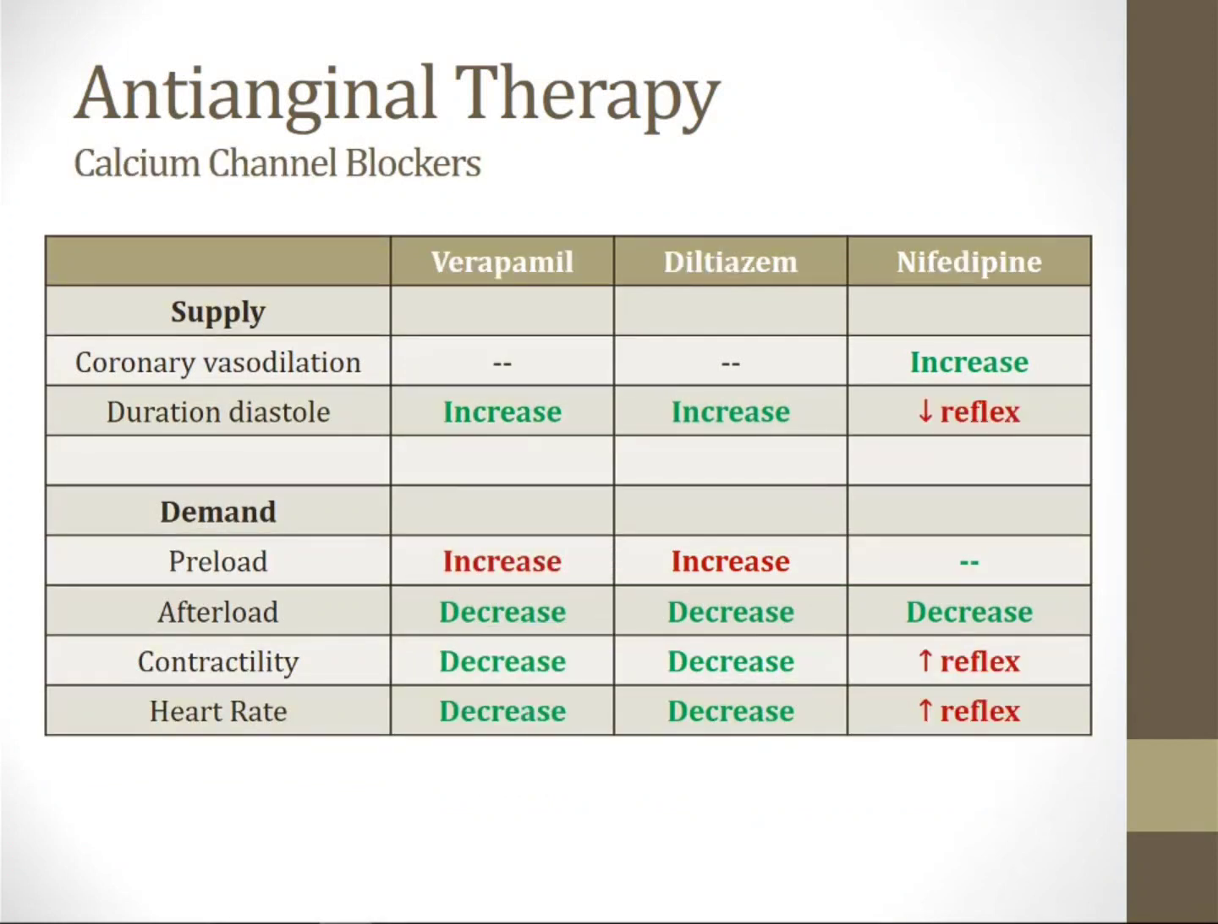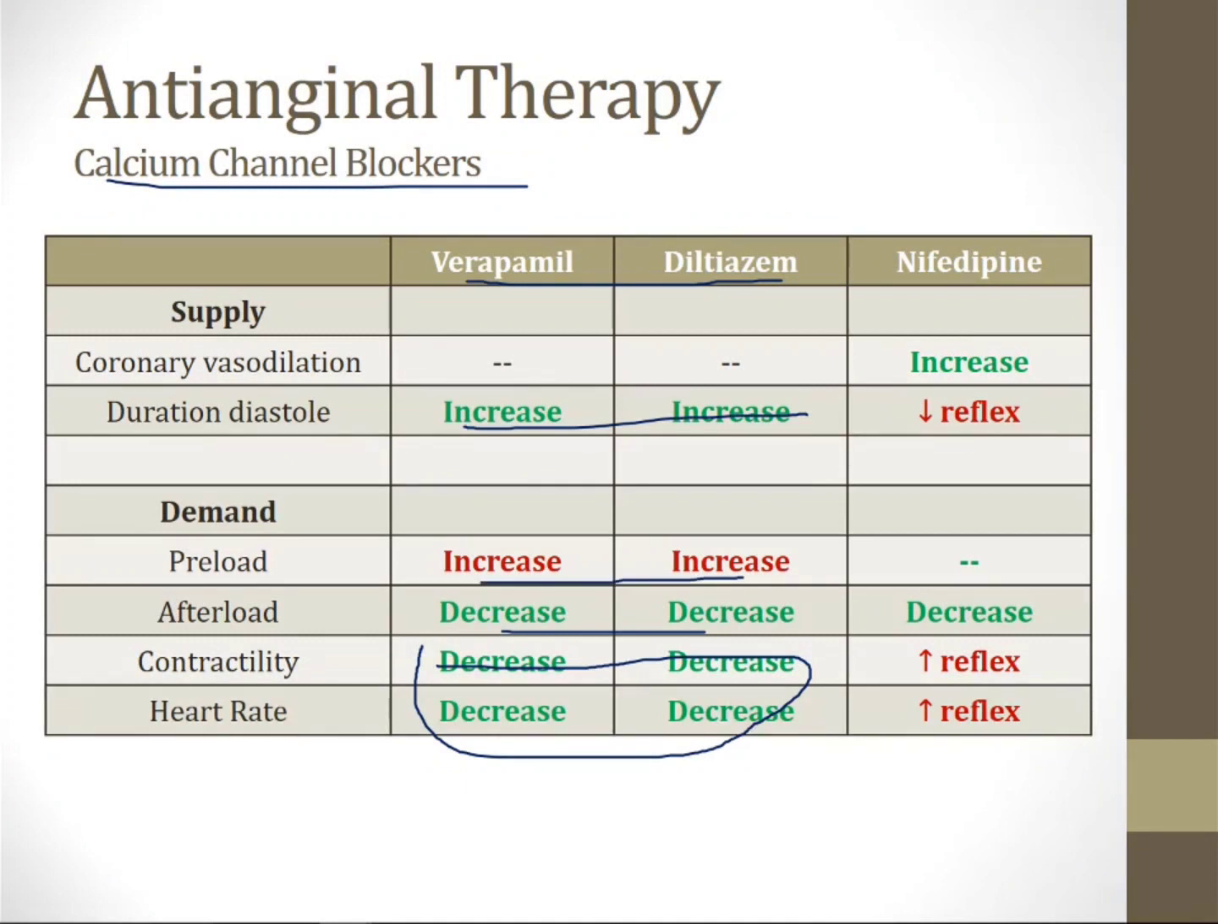Shown on this slide is a summary of the antianginal effects of calcium channel blockers. So remember that verapamil and diltiazem are similar to beta blockers. Their major mechanism of benefit is decreasing heart rate and contractility. They also lower the afterload, and they also decrease the duration of diastole. These are all beneficial effects in angina. Their negative effects are that they slightly increase the preload.